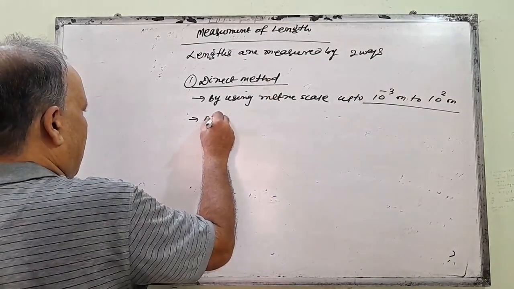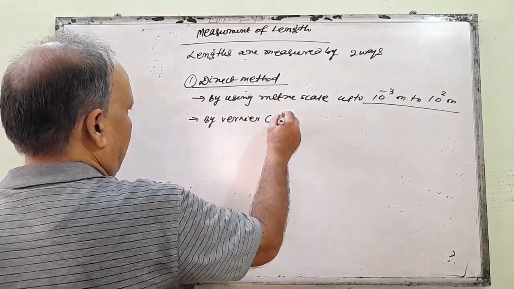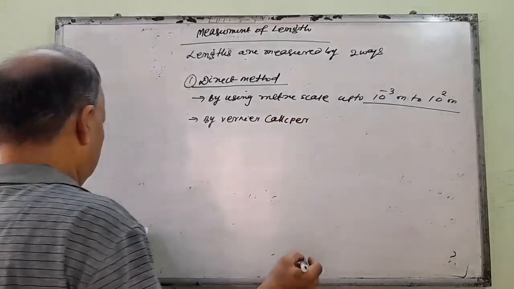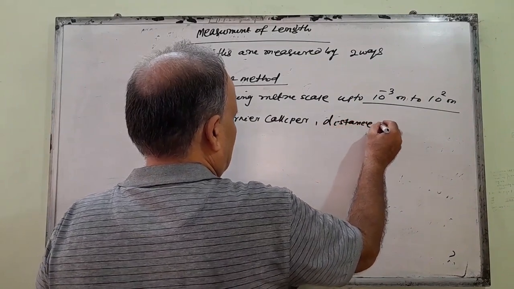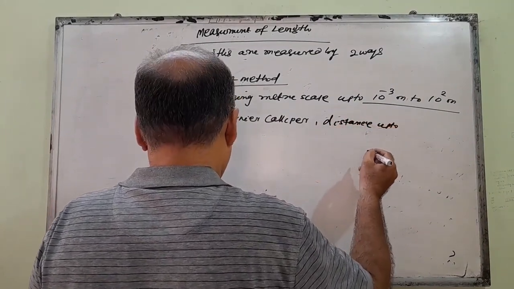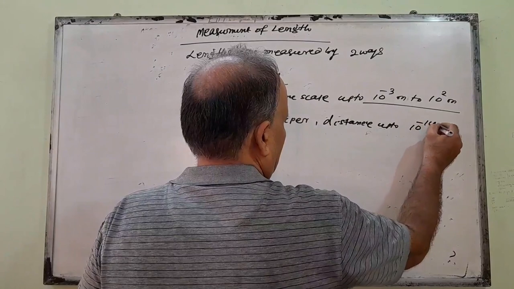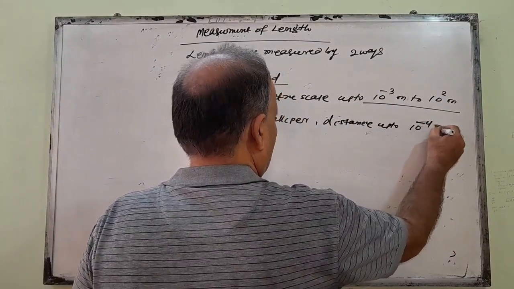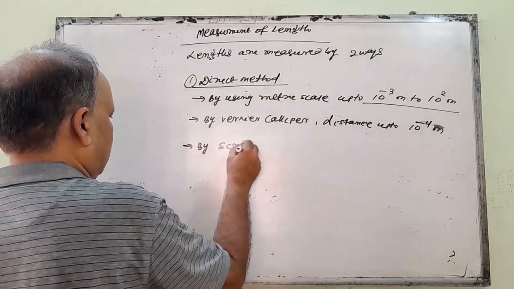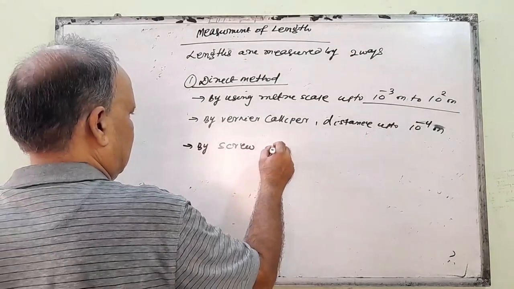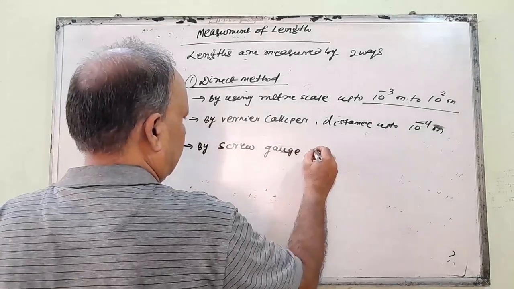Second one is by vernier caliper. Here we measure the distance up to 10 to the power minus 4 meter. Next, another is by screw gauge and spherometer.